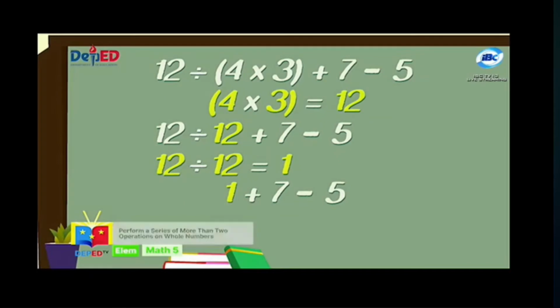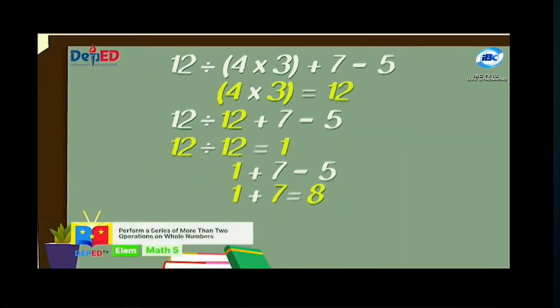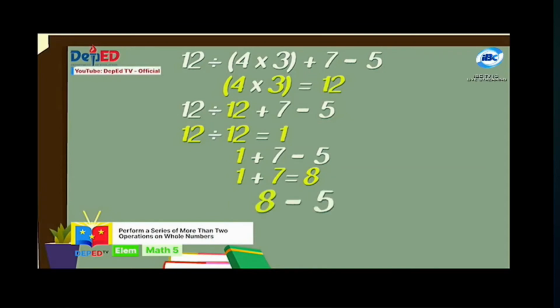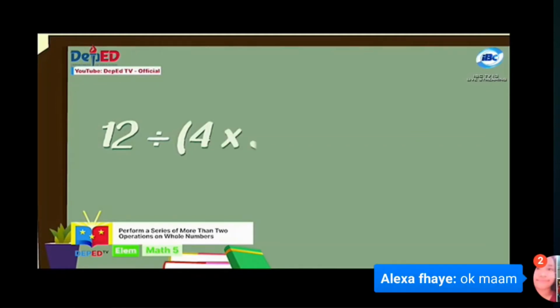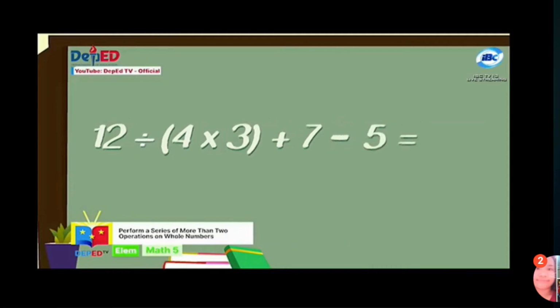Apply rule 3. Add 1 and 7 to get 8. Now, we have 8 minus 5. Lastly, subtract 5 from 8. The difference is 3. Therefore, 12 divided by (4 times 3) plus 7 minus 5 is equal to 3.